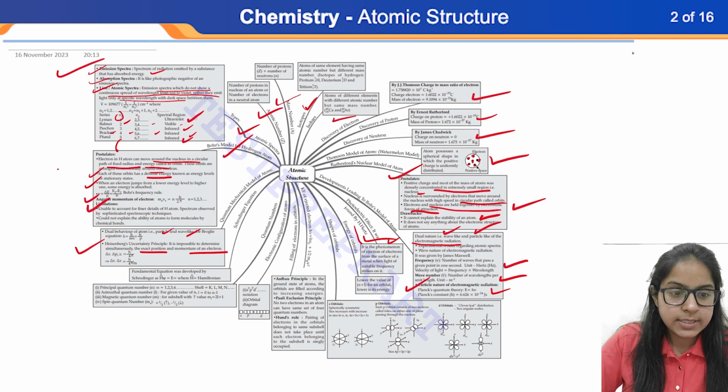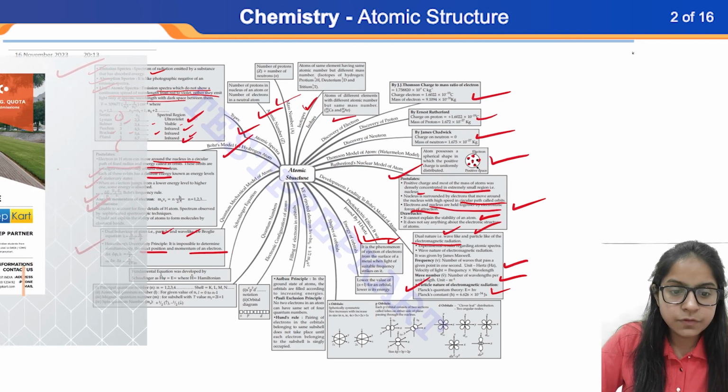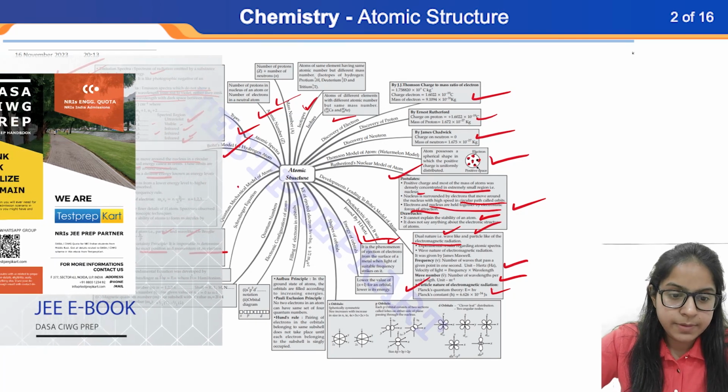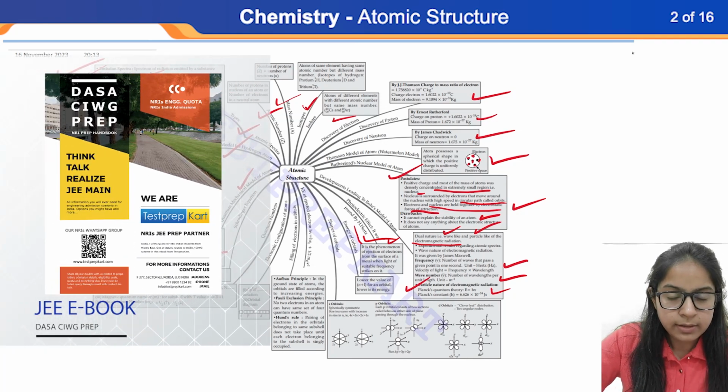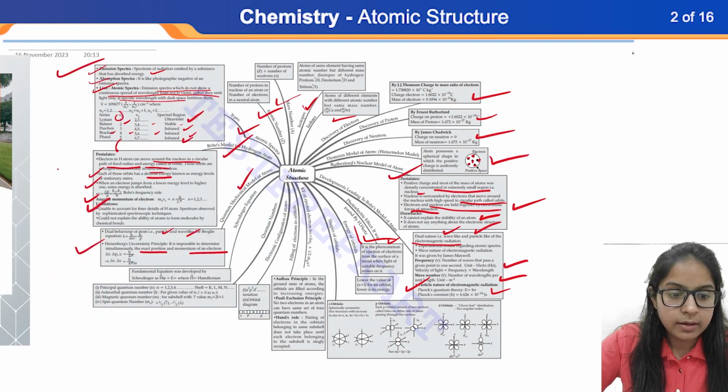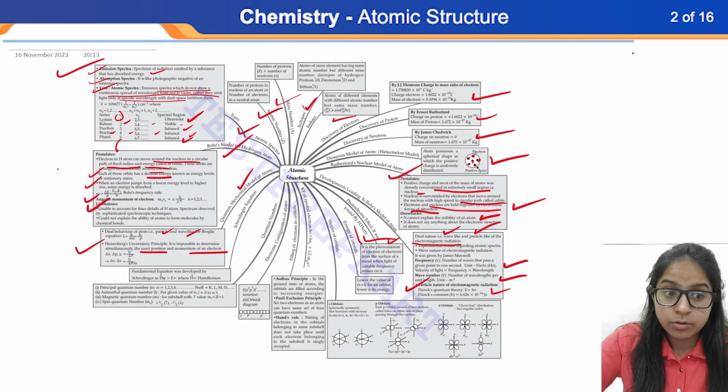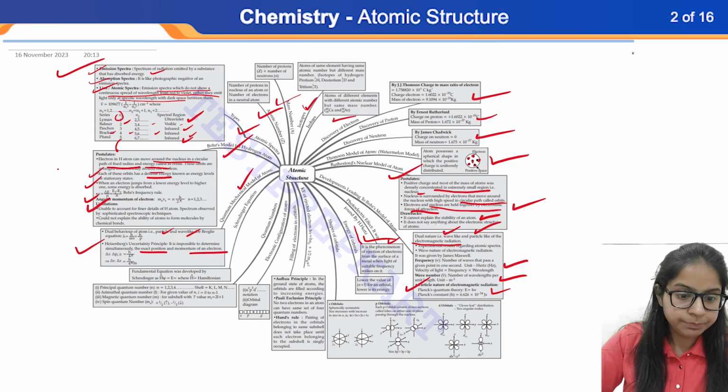Okay, so this is our next concept, and this is the basis of the quantum mechanical model, that we cannot find out the exact position and the momentum, because Bohr said that the electron will be only in the stationary states called orbits.